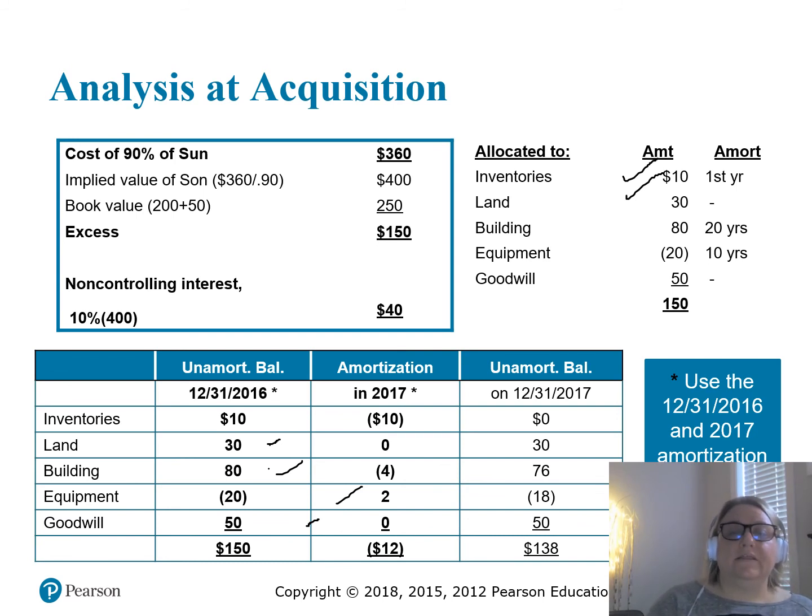Up over here in the left-hand corner, you've got the cost of Sun. You divide by 90 to get the implied fair value.